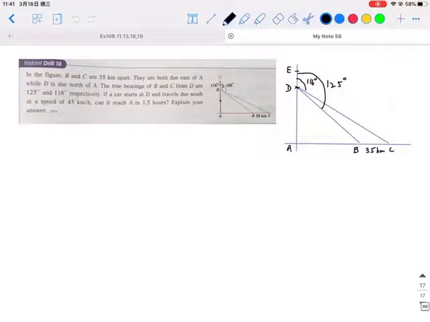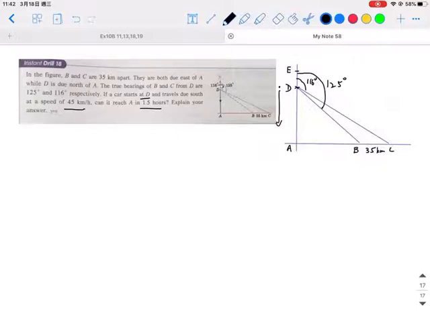Demonstrating the question, instant drill 18. In the question, just show it in the graph. The question keywords: if a car starts at D and starts here, a car here, and due north, south, okay, so go down to A, and the speed is 45 kilometers per hour. So can it reach A in 1.5 hours?